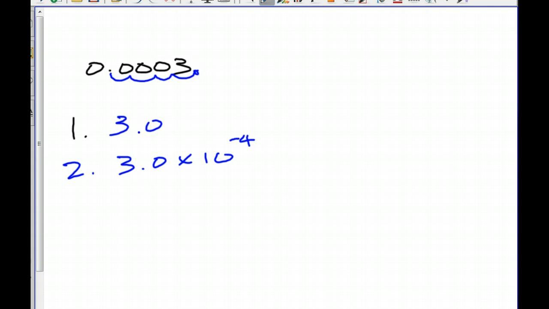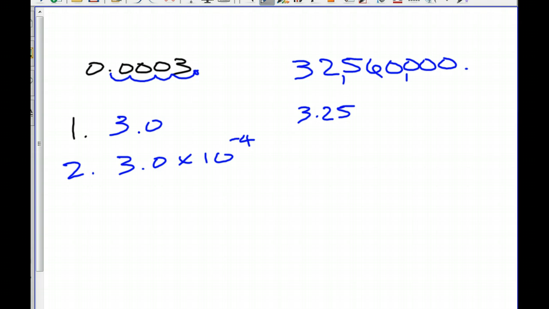So if I have 3, 2, 5, 6, 0, 0, 0, 0, and my decimal is at the end like that, I need to move the decimal point between what two numbers? 3 and 2, thank you, Elias. Between 3 and 2. There's only one number; just one of them has to be. You can't have more than one number to the left of that decimal.